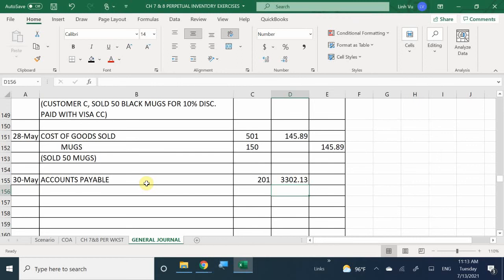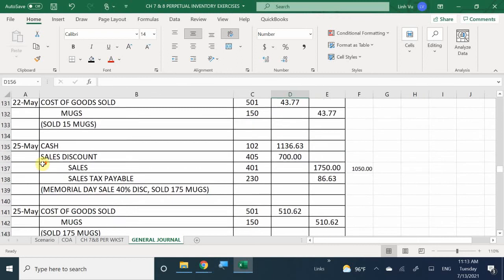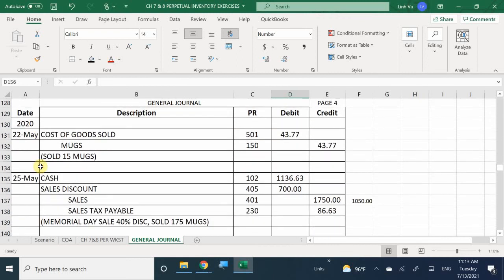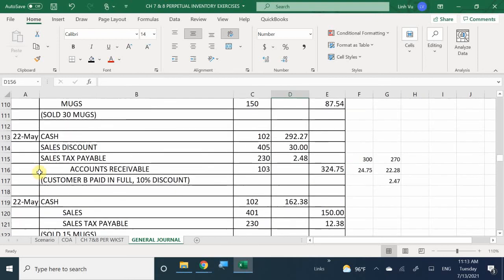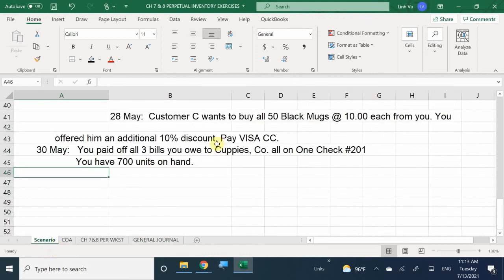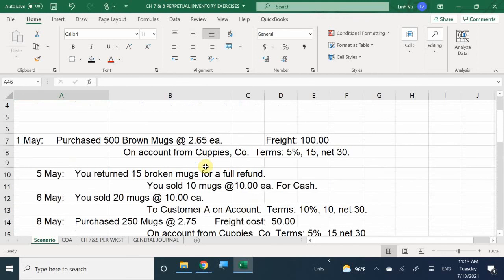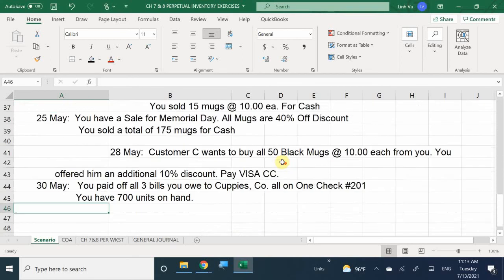Because we're paying for our purchases for the 20th, right? We are granted a discount because we paid within terms. So if I paid within terms, where's the 20th? How much is going to be my discount for? What were the terms that I was given for making my purchases? 5%, 15, and 30. Okay, so 5% is my discount, right?